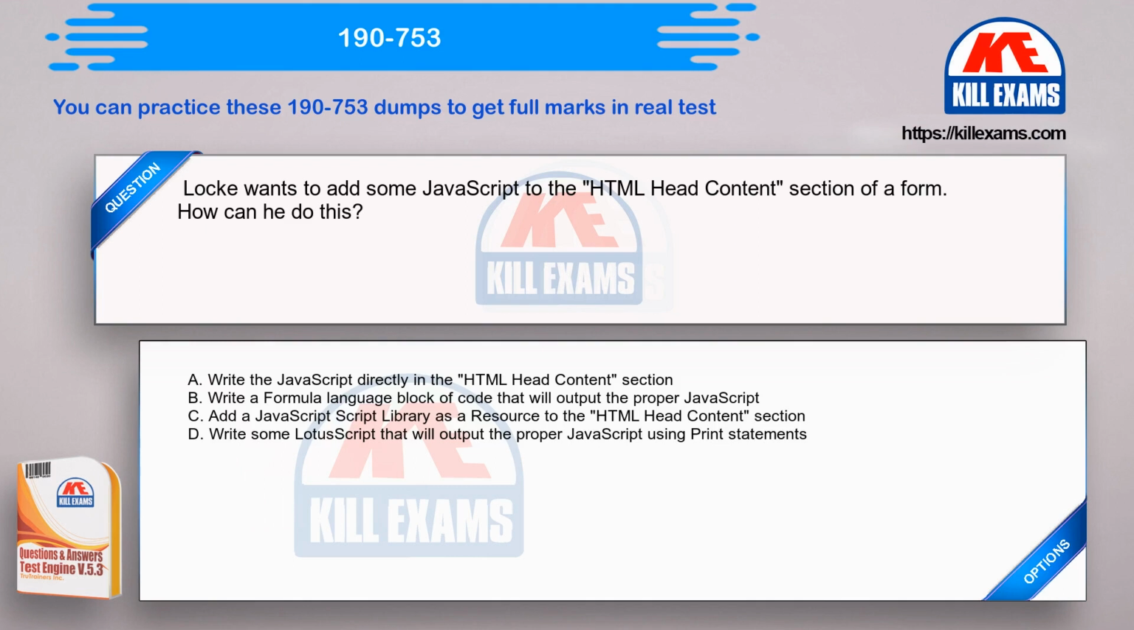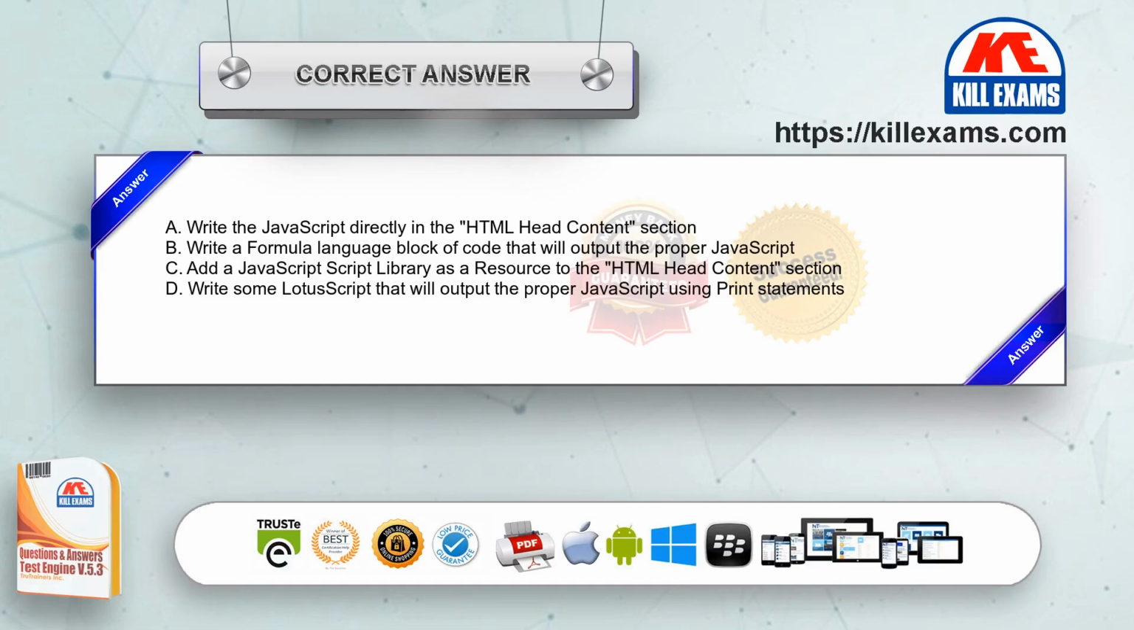Option C. Add a JavaScript script library as a resource to the HTML head content section. Option D. Write some Lotus script that will output the proper JavaScript using print statements. The correct answer is option B.